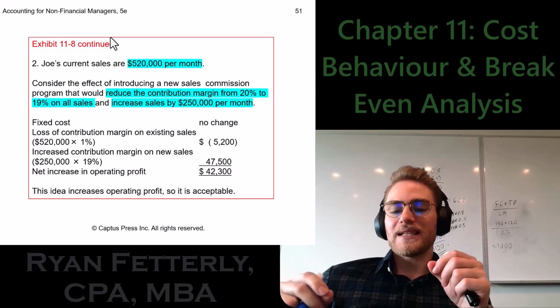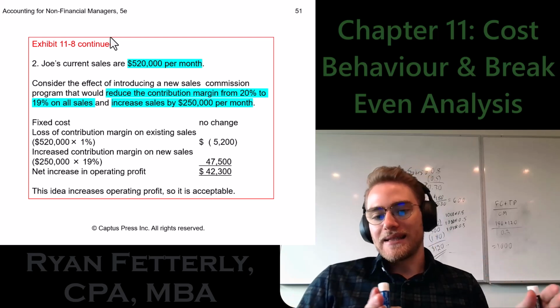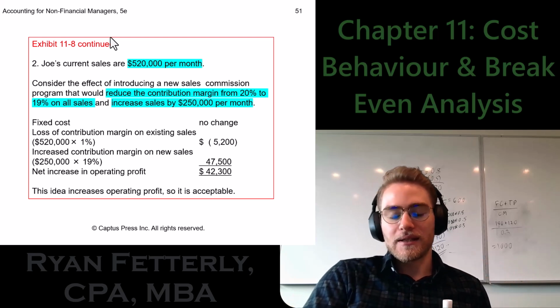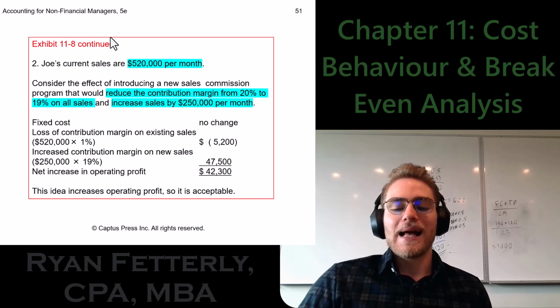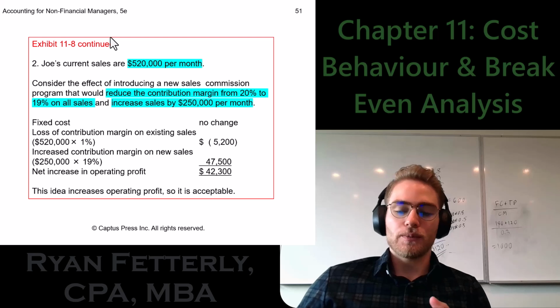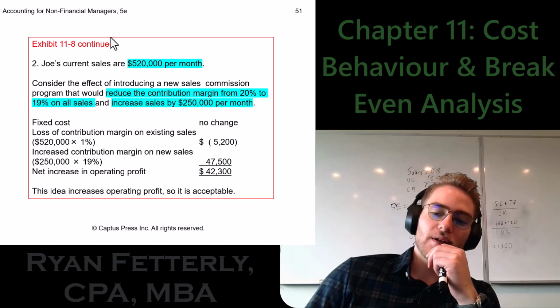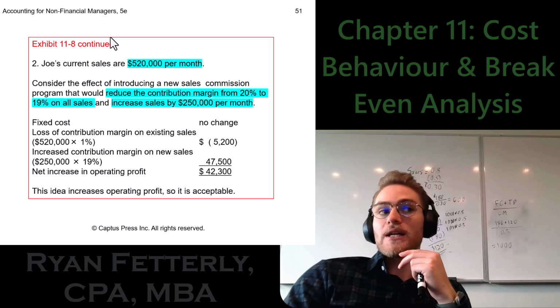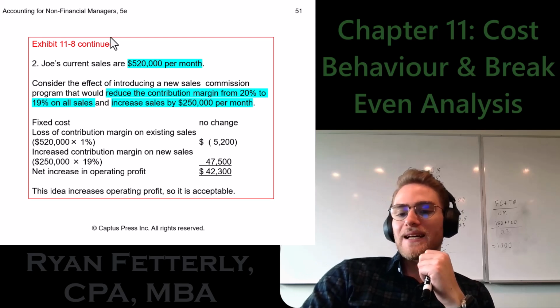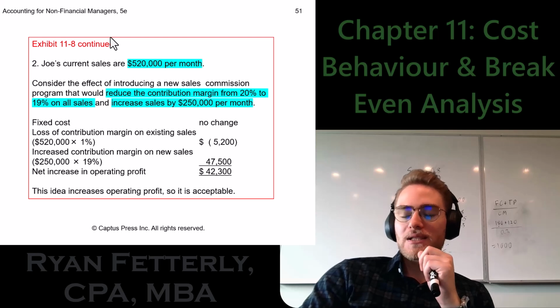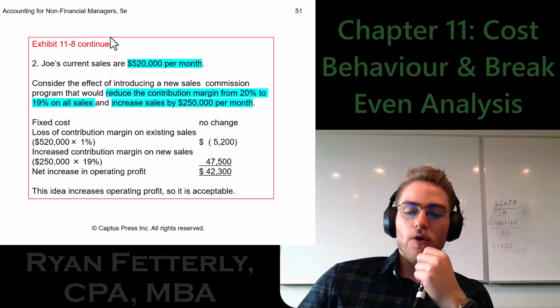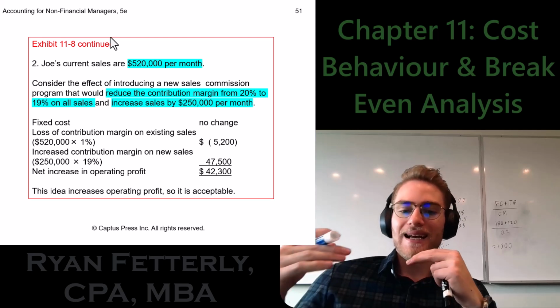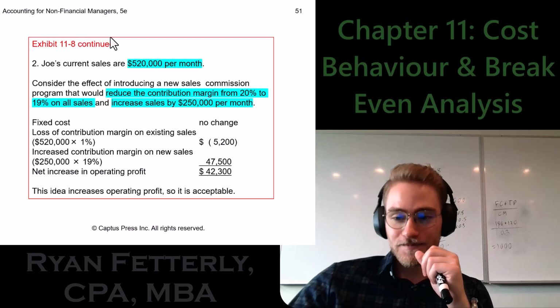But we're going to see an increase in contribution margin from the increase in sales, the additional $250,000 in sales we're going to make per month, at the 19% contribution margin, our new contribution margin. So we're going to see an increase in total contribution margin of $47,500. So we go to 47,500 minus the lost contribution margin on our existing sales of 5,200. What we have left over is 42,300. And this is our net increase in operating profit.